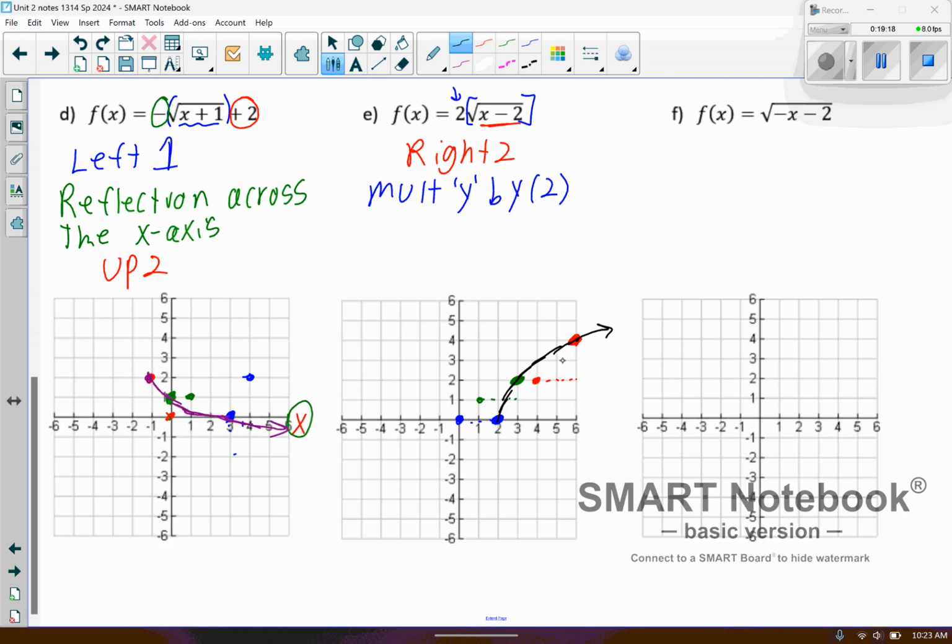All right, F. This one's going to be a little interesting because we have that negative with the x. But before I do that, I have to deal with the minus 2, which is going to cause us to shift to the right 2. Okay, and then that negative there, we haven't seen that one in a while. That's actually a reflection across the y-axis.